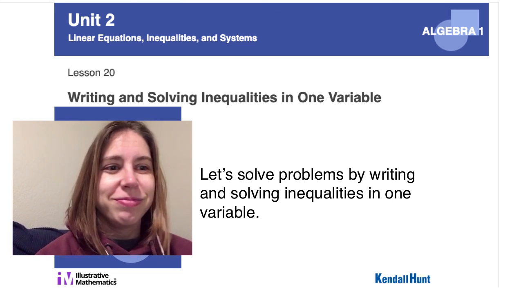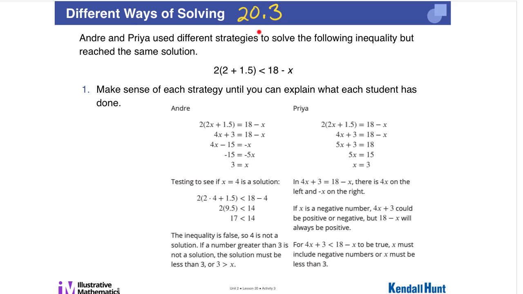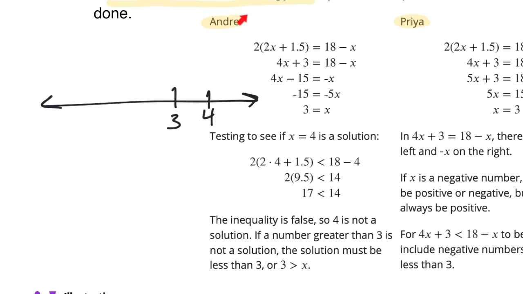So here we go. Notice here that we have skipped to activity 20.3, and in this activity we have Andre and Priya, and they are both solving this inequality right here. Andre is doing it slightly different than Priya. So first thing I want you to do is make sense of each strategy until you can explain what each student has done. Let's look at Andre first.